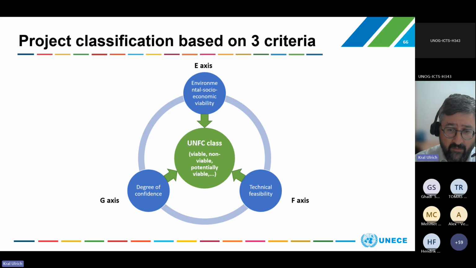We have basically three criteria in order to classify raw material projects in general, but also anthropogenic resource projects in specific. We have the three dimensions, the E-axis, the F-axis, and the G-axis. The E-axis is about the environmental, social, economic viability. The F-axis is about the technical feasibility of the project. And the G-axis is about the degree of confidence in the recoverable quantities. And this information is put together in order to classify the project.